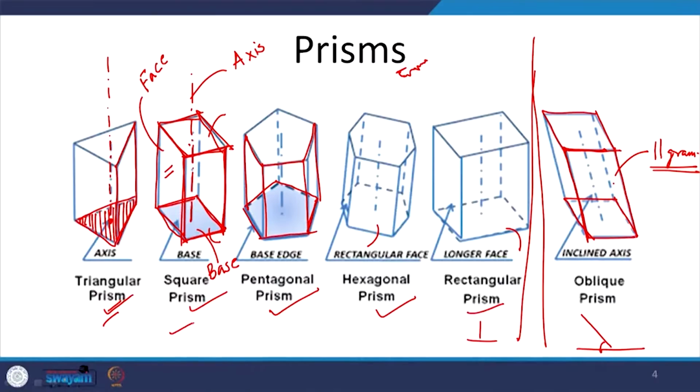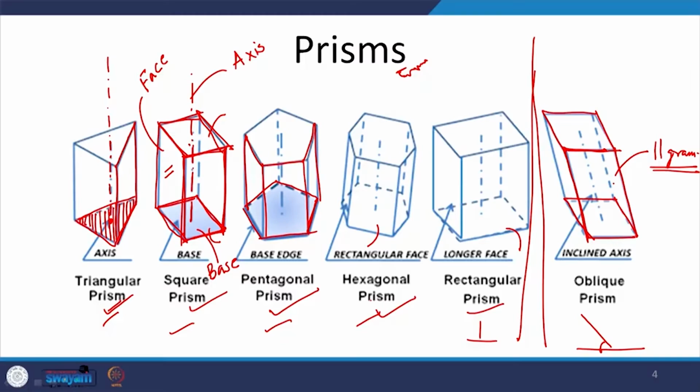So this is what we know of as prism. It could be any type of prism depending upon the base shape. As I have shown, from triangular to square, pentagon, hexagon, now I have shown you an octagon. It could be any type of prism and it will remain to be called a prism only. So these are the different types of prisms.